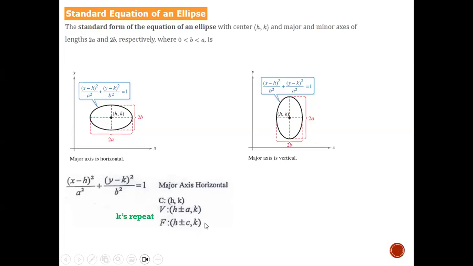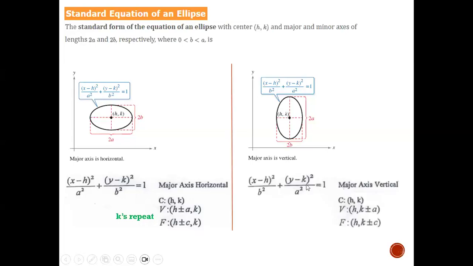Okay, now just like previously, if you notice, these k values or the second coordinates are going to match. So if you have the vertex and you have the foci points, those second coordinates are going to match when it is with the major axis horizontal or stretched longer in the horizontal direction. Okay, what about this one over here?